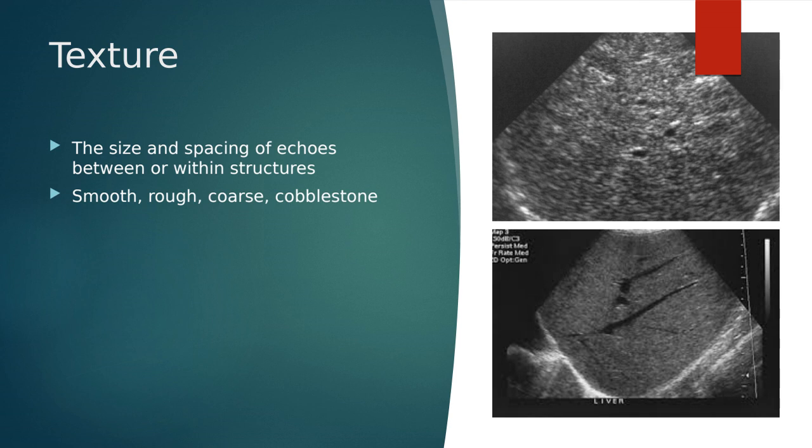Both of these pictures are representing liver tissue. On the bottom, we have our nice, normal, smooth liver tissue. All of those echoes are behaving very similarly. The echoes are very tightly spaced together.